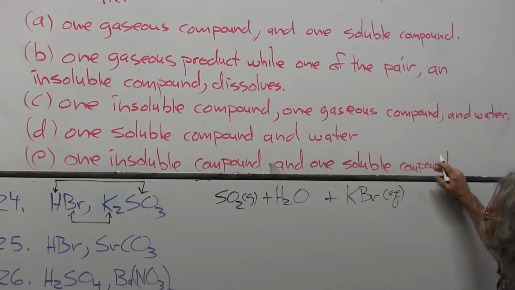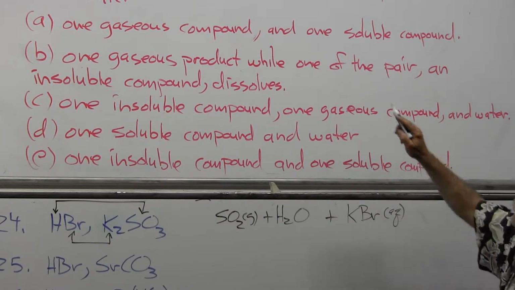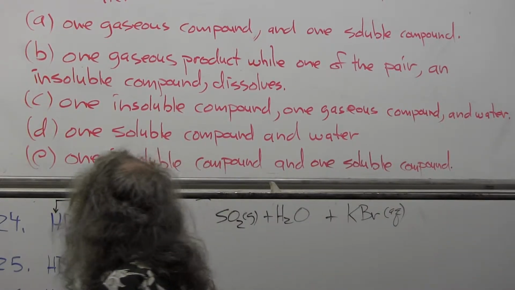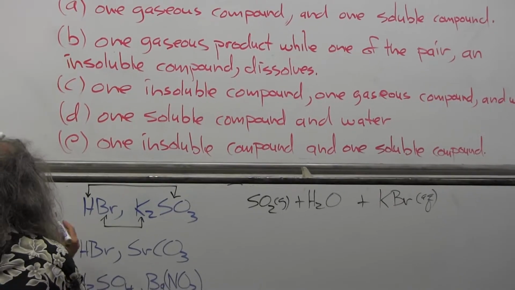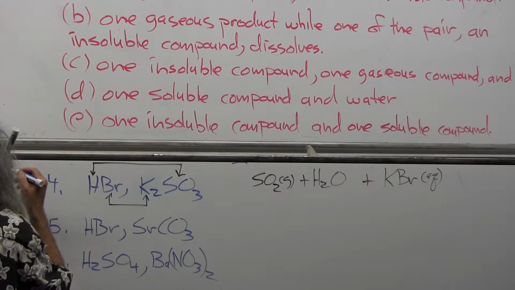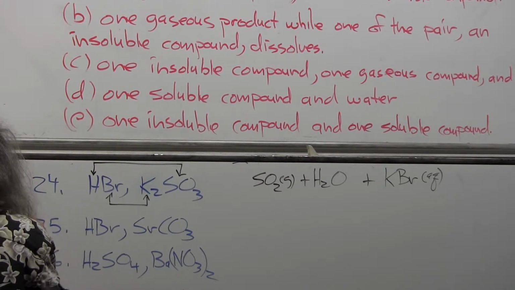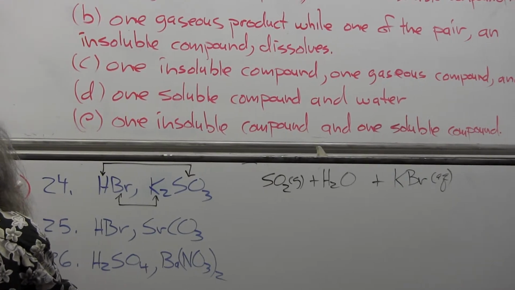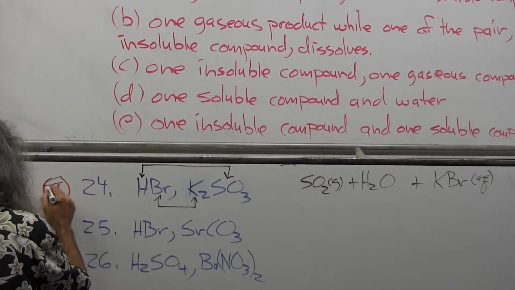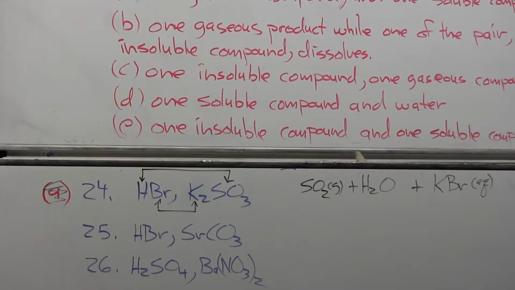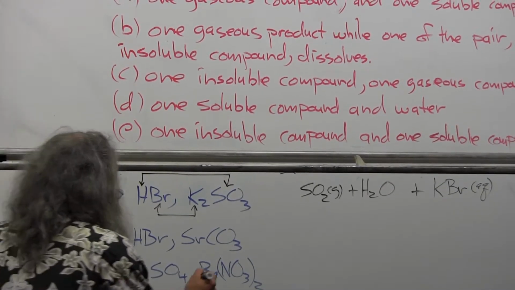So which option is that? One gaseous compound and one soluble compound. Well, that turns out to be option A. So among A, B, C, D, E, you would fill in the bubble for A on your Scantron. And on the test, you would write an A. Okay? So I would write an A somewhere.